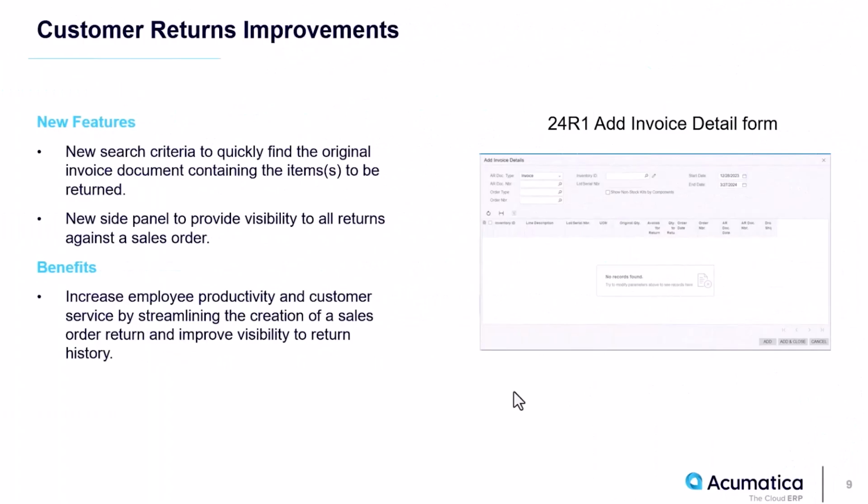In summary, in 24R1, the customer returns process has been streamlined, improving employee productivity and customer service. New filters on the Add Invoice Detail form make it quicker and easier to find line items to add to a return. And the new Related Returns Document side panel provides visibility to all returns against a sales order.